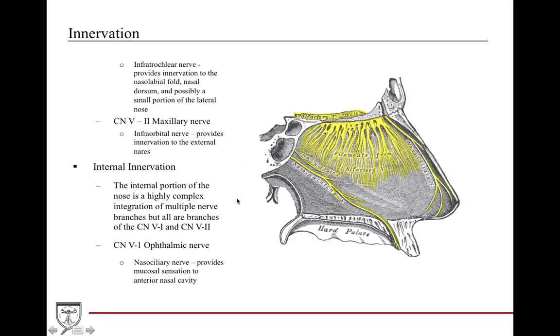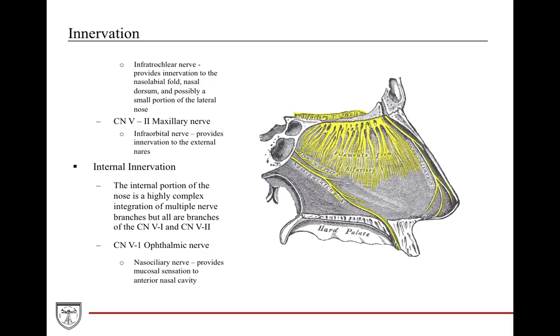You can also get innervation to the nose via the infratrochlear nerve. It provides innervation to the nasolabial folds, right around on the outside, right underneath the eye, the nasal dorsum, and possibly a small portion of the lateral nose. You can also get external nasal innervation via the maxillary nerve, through the infraorbital nerve as it comes out and branches out laterally to the nose.